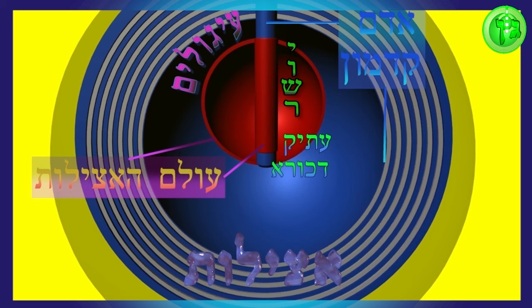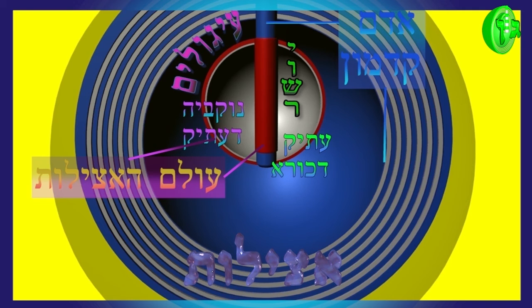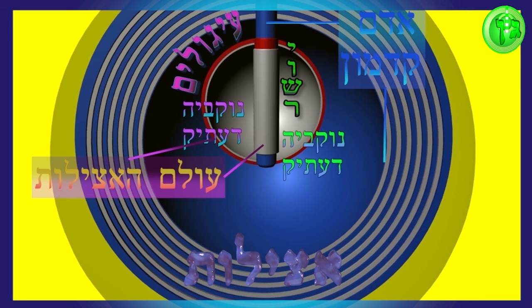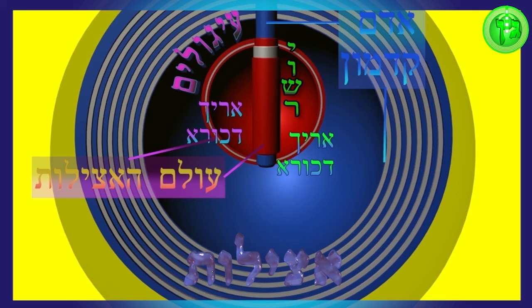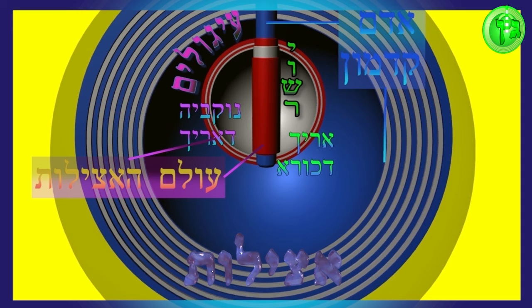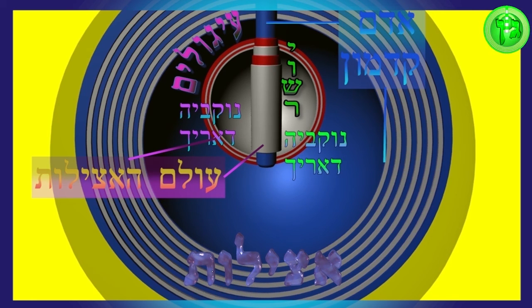The next Partzuf to be formed in Olam Ha-Atzilut is a circular Igul aspect of Nukvei de Atik, seen here in the color white. And following that came its linear Yosher aspect as well. Then came the circular Igul aspect of Arich Dechura in the color red, followed by its linear Yosher aspect as well. Then came the circular Igul aspect of Nukvei de Arich, as we see in the color white. And then its linear Yosher aspect as well.